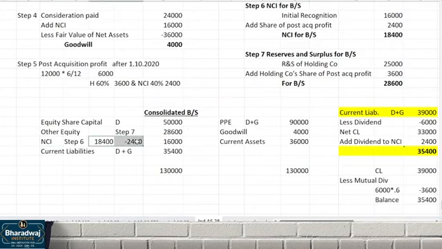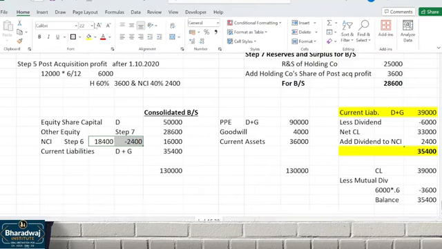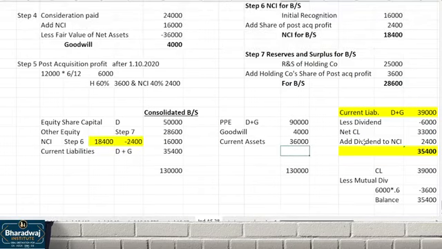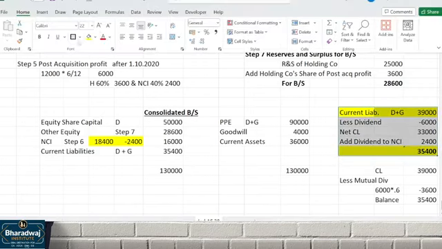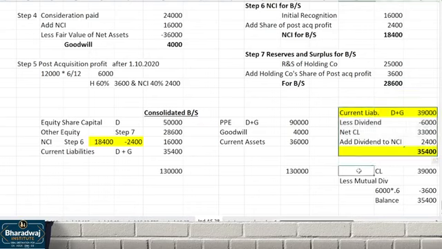NCI value includes the dividend payable to them. NCI value includes what? Dividend payable to them. Eliminate and show separately. Or the other way of thinking is current liability is 39,000, less mutual dividend, 6,000 less 60%. Remaining is what? 35,400. This includes dividend payable to NCI.